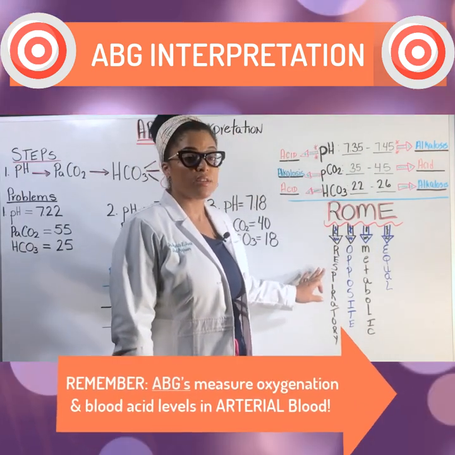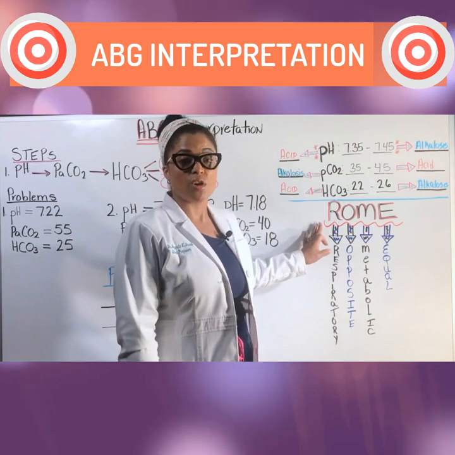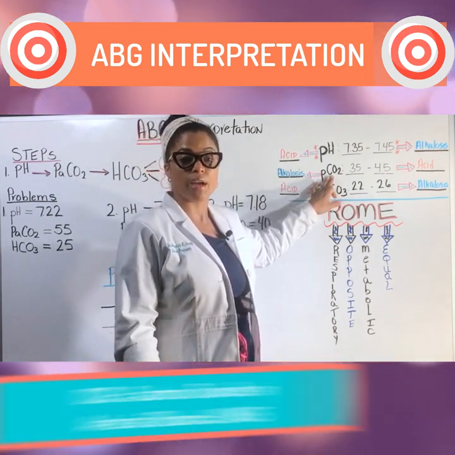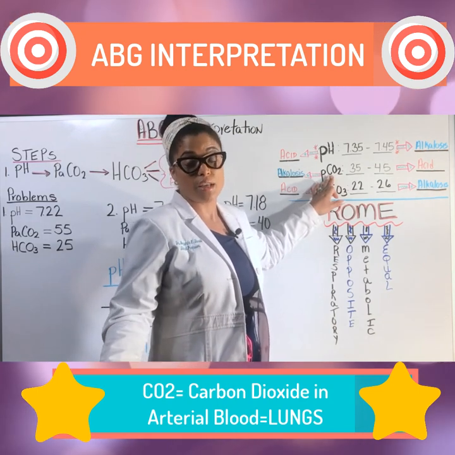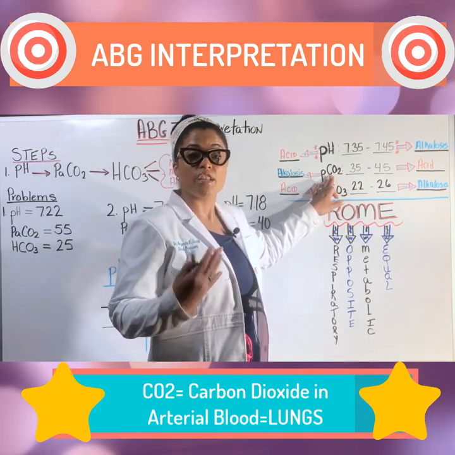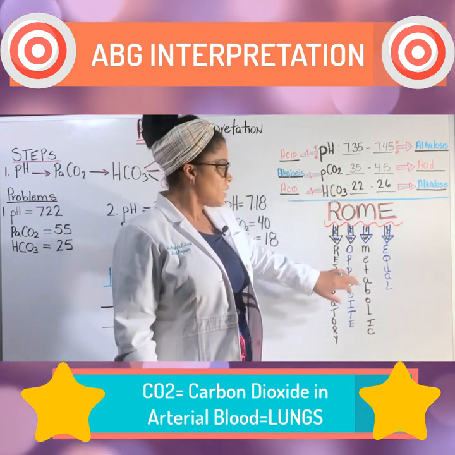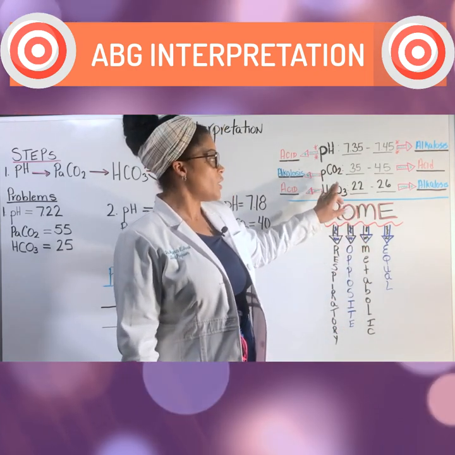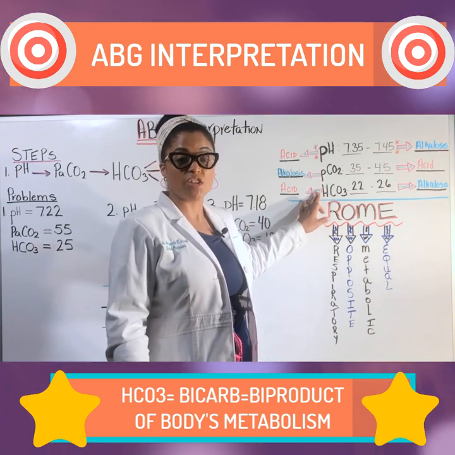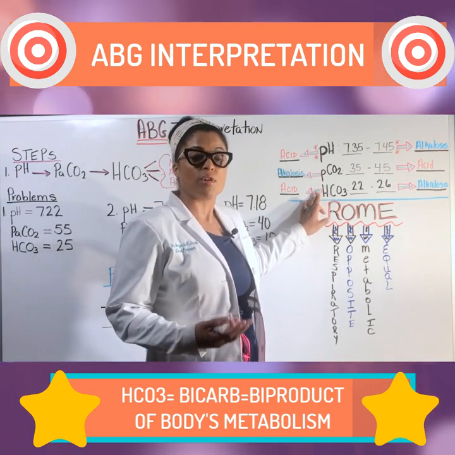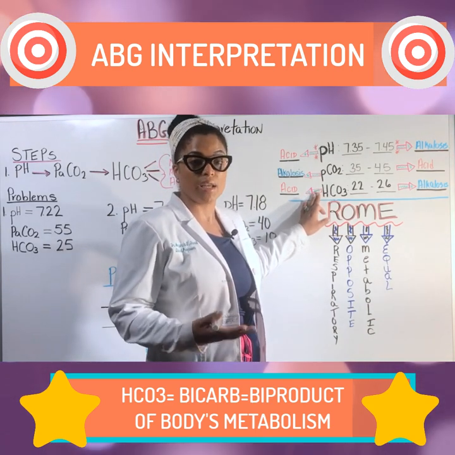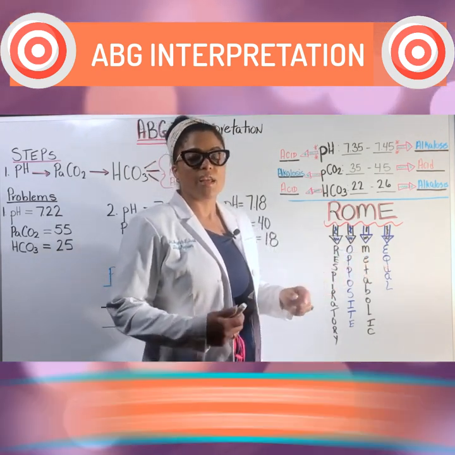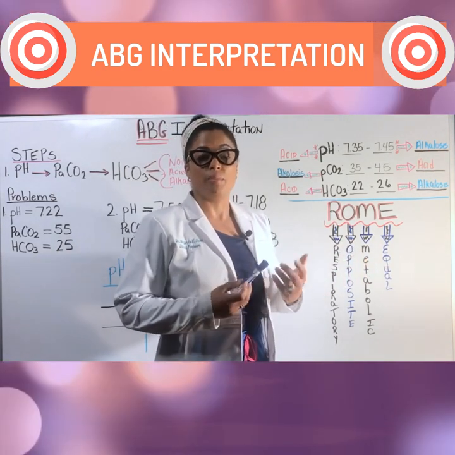So the R stands for respiratory. The R is talking about the CO2 level, or the carbon dioxide level, which, as you saw from the previous video, is monitored by your lungs. The M of ROME stands for metabolic, which is talking about the bicarb, or the HCO3, the parameter that's monitored by your kidneys. And when you're dealing with opposite or equal, that is referring to the relationship with the pH.